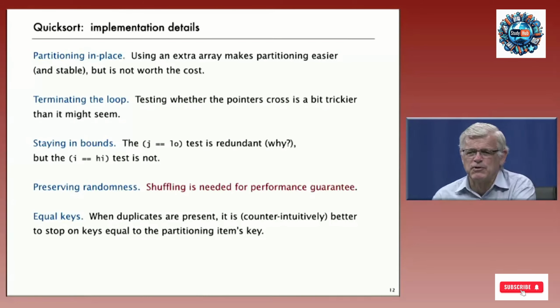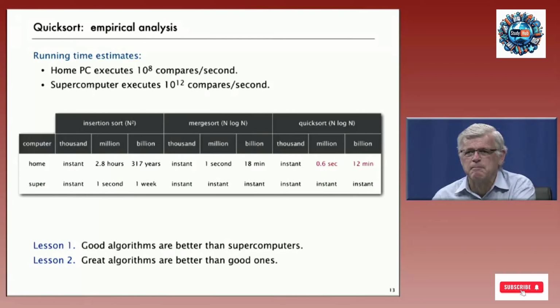But this general purpose implementation stops the pointers on keys equal to the partitioning item's key, and we'll take a look at why that's important in a minute. So now let's look at the running time estimates about why we care about Quicksort versus Mergesort.